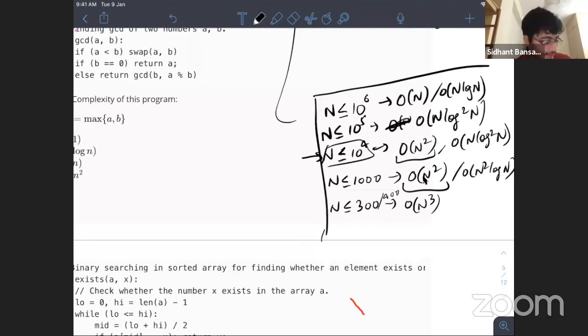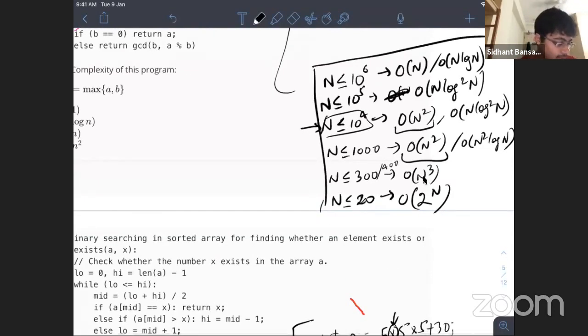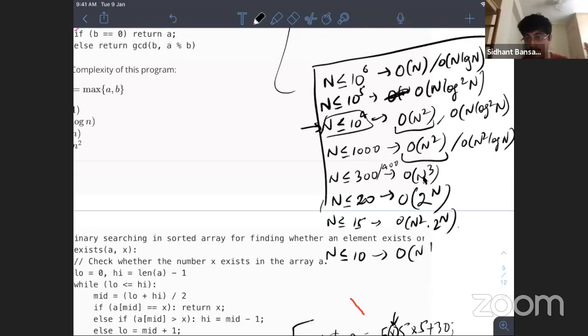And the next obvious thing comes out: if n is less than or equal to 20, then 2 to the n passes. If n is less than or equal to 15, then n squared times 2 to the n passes. I think those are the most common ones that people use. And maybe the last one: if n is less than or equal to 10-ish, then n factorial passes. I'm not really sure about the n less than or equal to 10, but I constantly use at least these.